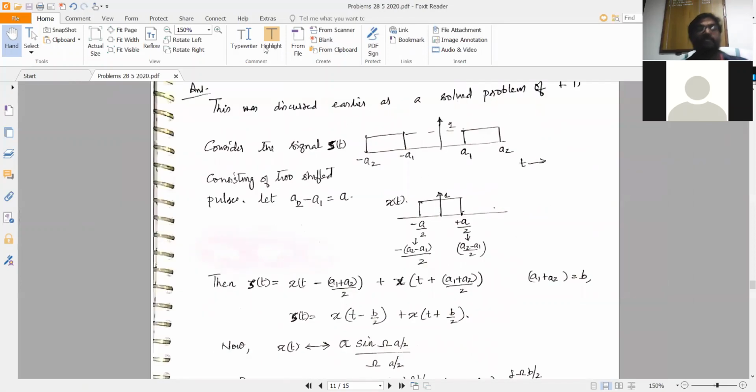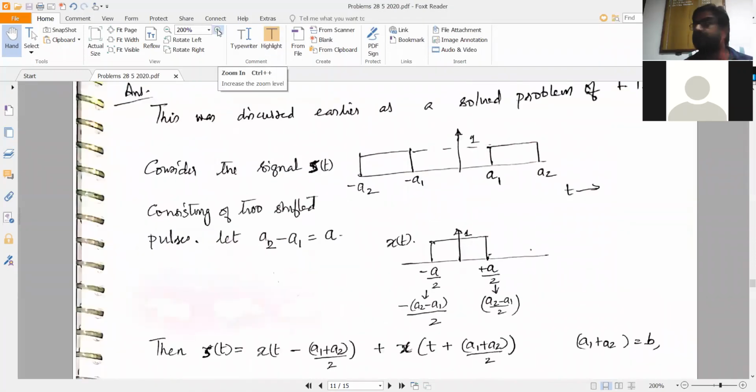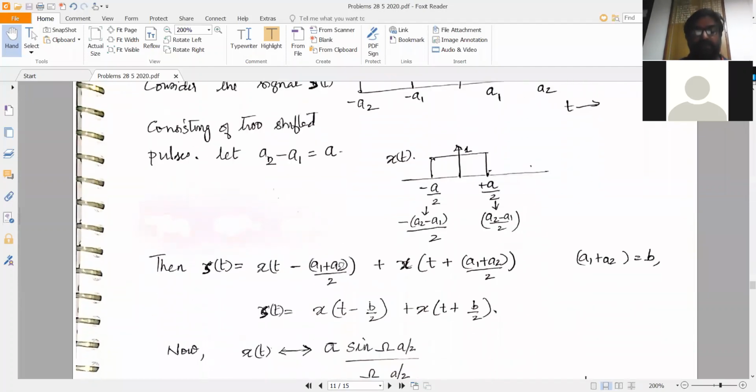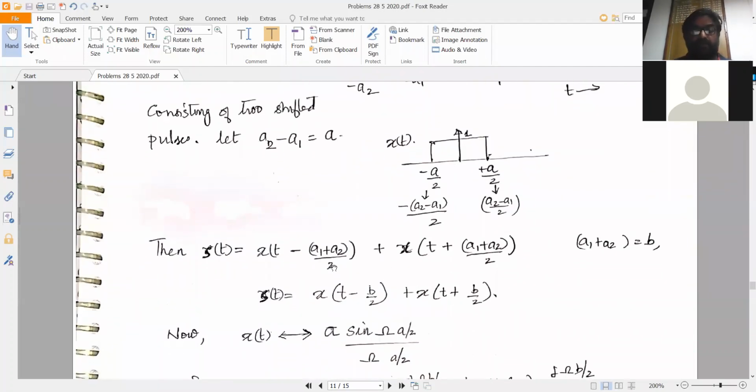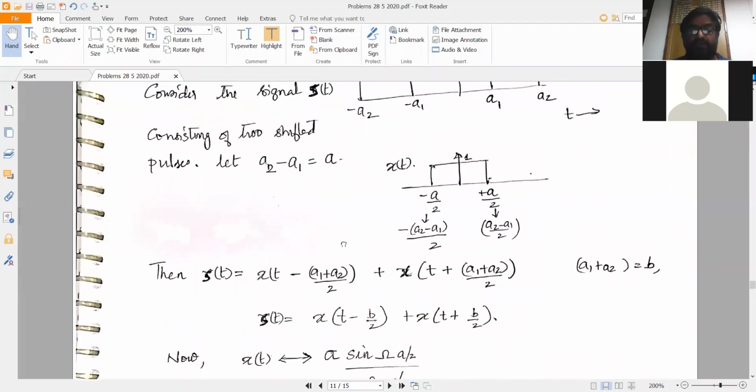So therefore, S of t you can now write as consisting of two shifted pulses. S of t can be written as x of t minus a1 plus a2 by 2 plus x of t plus a1 plus a2 by 2. So this is your causal part, x of t minus a1 plus a2 by 2.